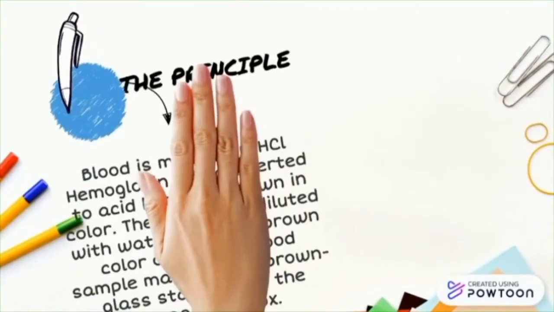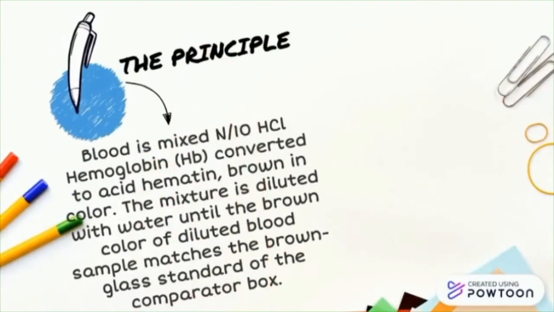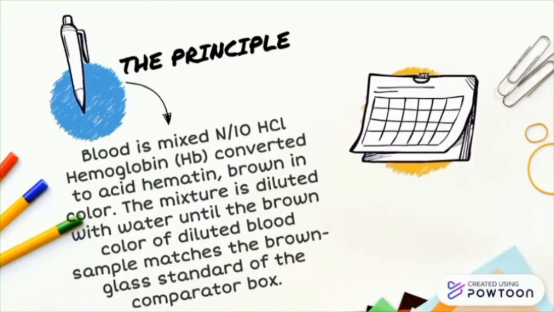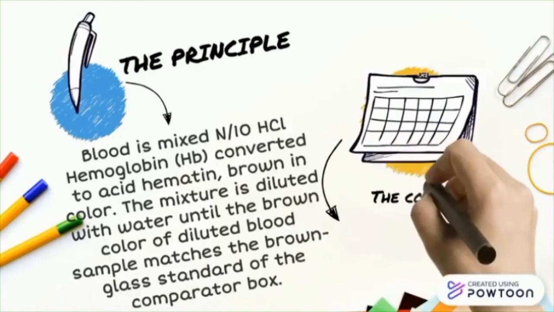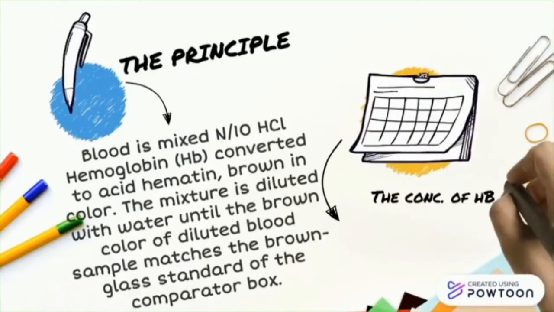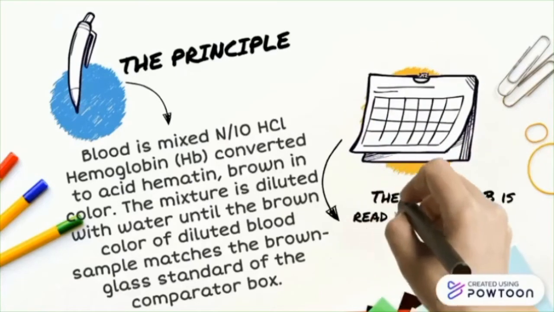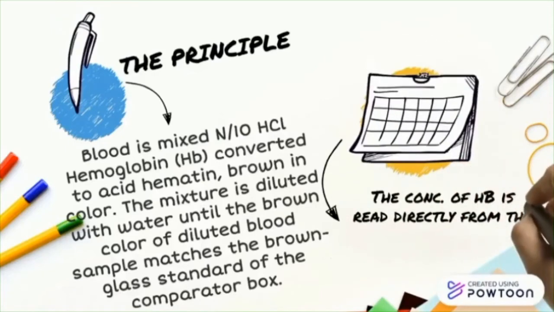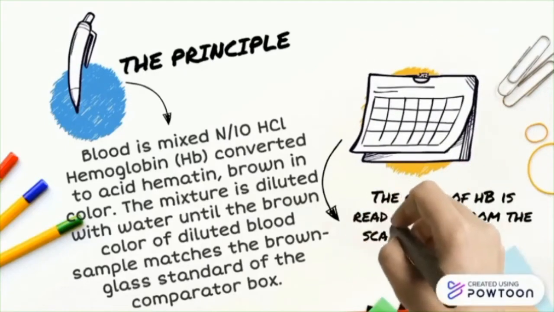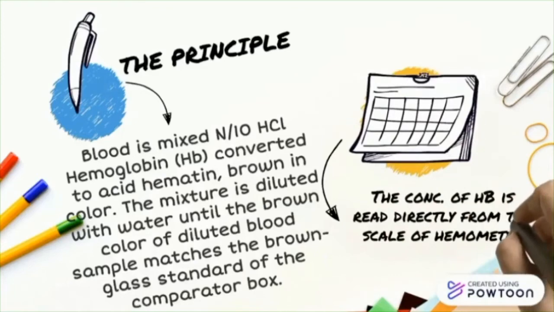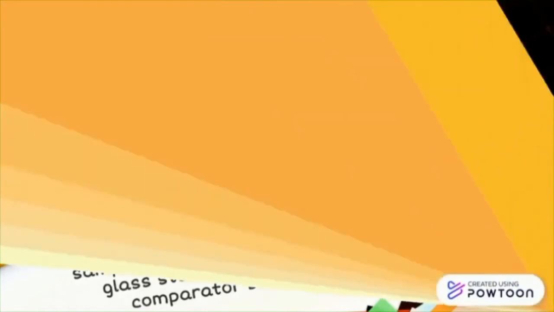So the blood is mixed with N/10 hydrochloric acid so that hemoglobin is converted to acid hematin, which is brown in color. The mixture is then diluted with water until the brown color of the diluted blood sample matches the brown glass standard of the comparator box. The concentration of Hb is read directly from the scale of the hemoglobinometer tube.